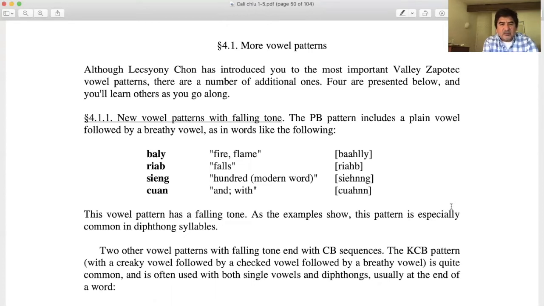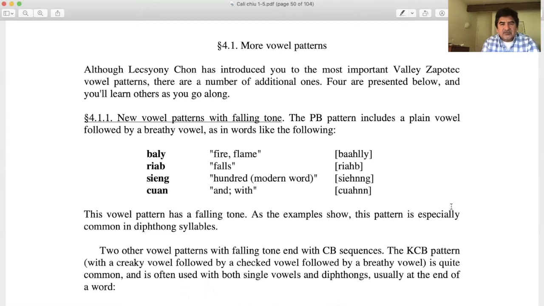And this is a word that a lot of young people use today, but it's part of Zapotec. It's a borrowed word from Spanish, right? So 100, cien, cien. Next one, with, and con, con.